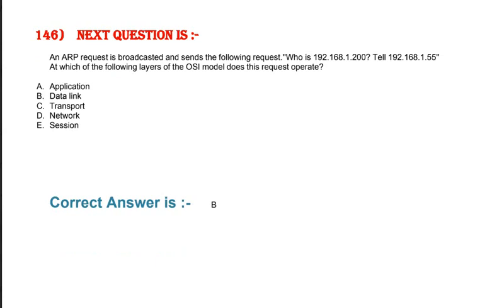Question is, an ARP request is broadcasted and sends the following request. Who has this IP address? Tell this IP address. At which of the following layers of the OSI model does this request operate? Option A, application. Option B, data link. Option C, transport. Option D, network. Option E, session. Correct answer is option B.